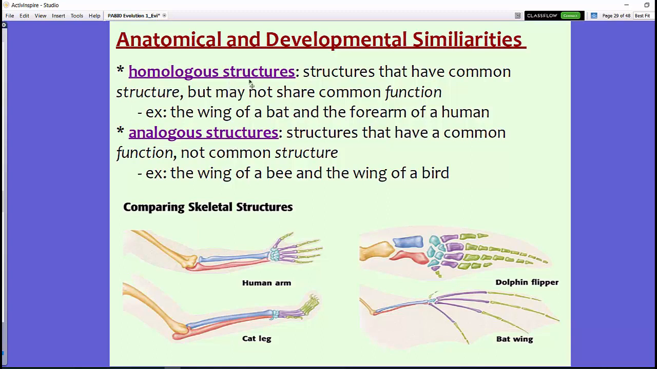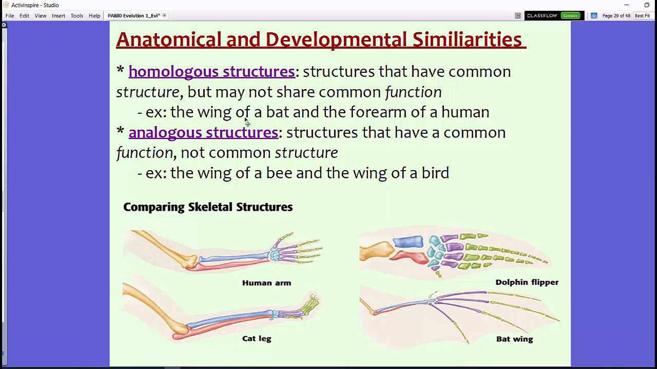The 2 words that we take a look at when we are talking about comparative anatomy are, first, a homologous structure, which is a structure that has a common structure but may not share a common function. An example of that would be the wing of a bat, like I have here, and the forearm of a human. I just talked a little bit about that and how we see the same bones. So we have very similar structures here. We just have very different functions. The arm, we carry things with our arms, we can grasp things with our hands, whereas a wing is definitely for flying purposes in a bat.